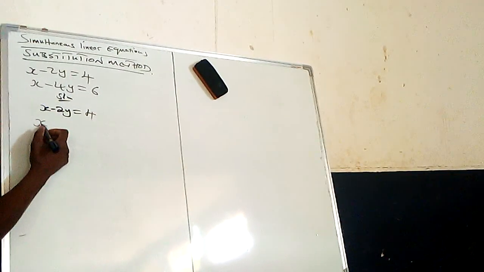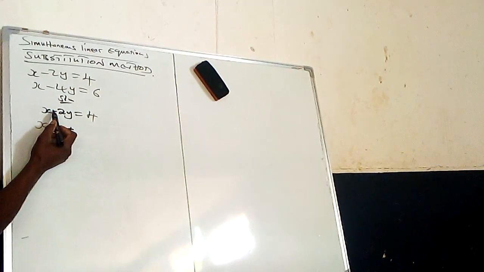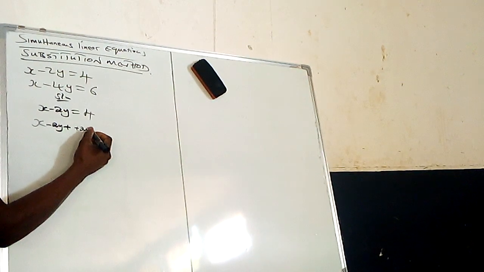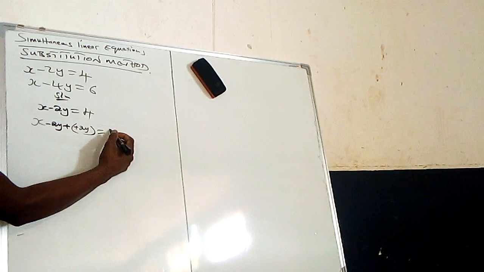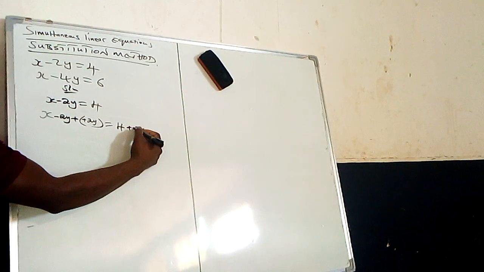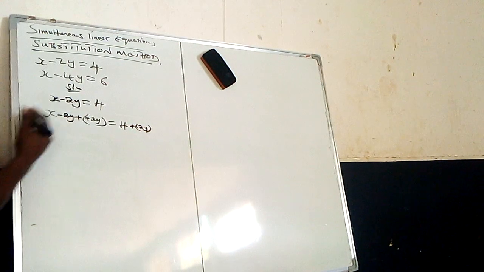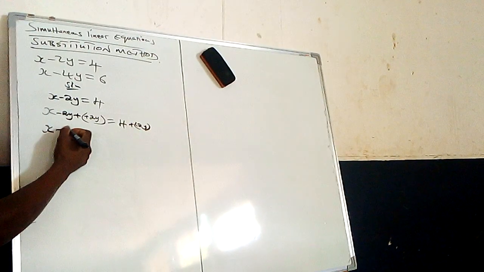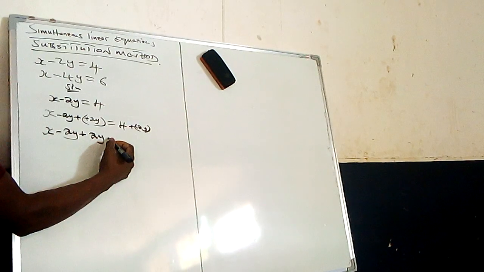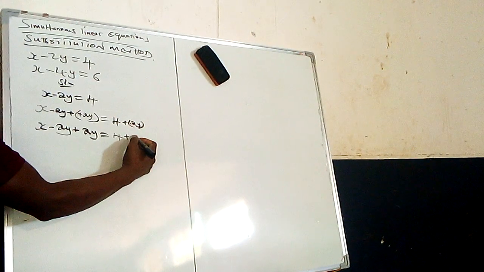So we write this is x minus 2y. We add now the additive inverse of negative 2y, which is the opposite of that, and of course that's a positive 2y. Remember, we are doing this also on the other side. We are adding the positive 2y also on the other side of the equation. From here we simplify this. And we're going to have x minus 2y plus 2y, and this will give us 4 plus 2y.